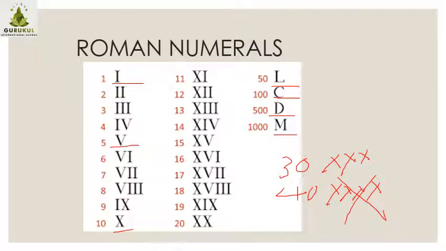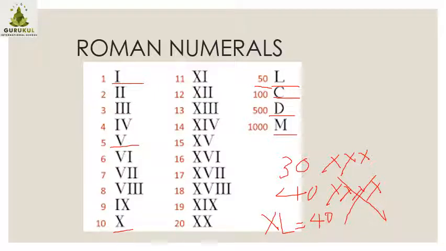It will be written as, how many will be deducted or added in 30? So what is the next symbol? 50. So what is the symbol for 50? L. So if we want to get 40, then how many should be deducted from 40? 10. So we have to write 10 on the left hand side and then L. This will be number 40.